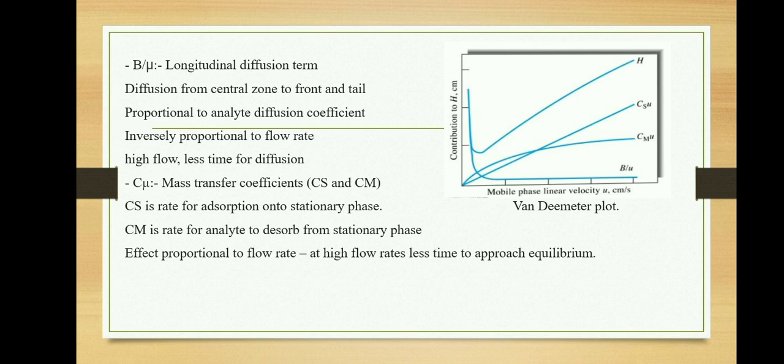The conclusion: for A and C, smaller size packing material is required, and for B to be smaller, a viscous mobile phase is required. In GC, the B term is important, and in LC, the C term is important. Mobile phase velocity should be higher for lower B by u value, and in GC, higher velocities are used. Mobile phase velocity should be lower for lower Cu value, and in LC, lower velocities are preferably used.